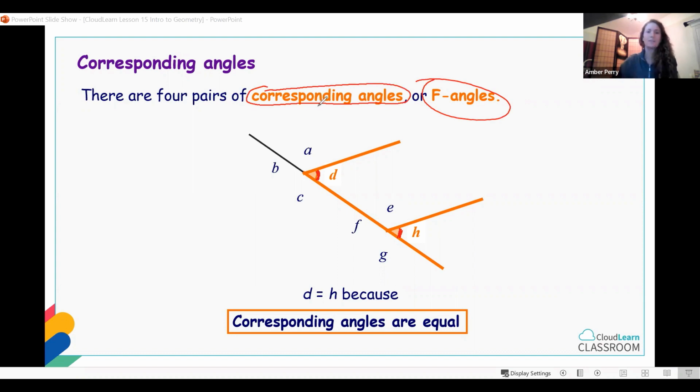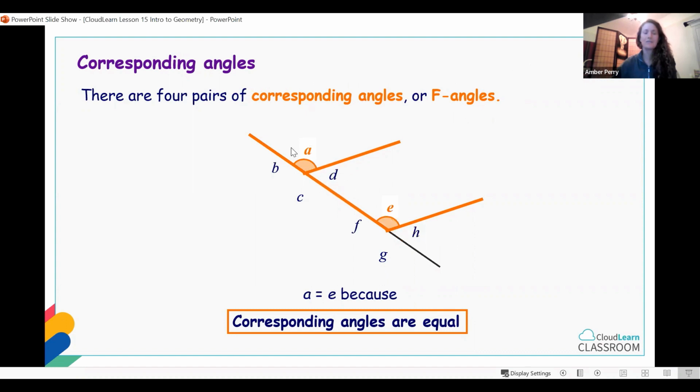So corresponding angles, there are 4 pairs of corresponding angles on one of these transversals. They will be D and H there, as you can see under the F. They will be A and C, so those are equal because they're corresponding. We've got C and G, those are equal because they're corresponding. And we've got B and F there. So we can see the F shape has just moved around. It's always an F shape, it's just sometimes upside down or backwards. Okay, and there are all your corresponding angles.